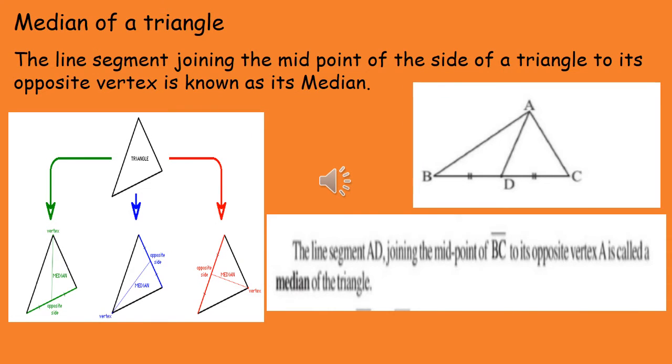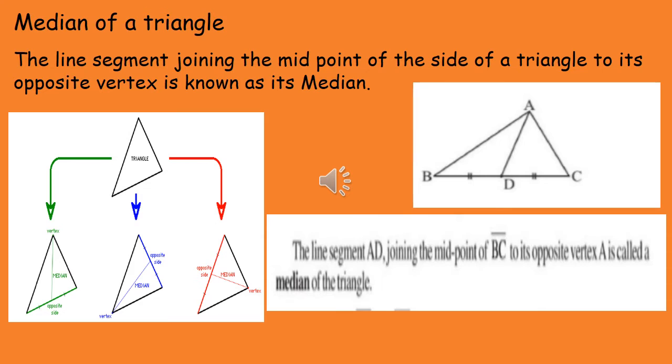Now what is median of a triangle? The line segment joining the midpoint of the side of a triangle to its opposite vertex is known as median. In the given triangle ABC, the midpoint of the side BC is D and the vertex opposite to side BC is A. So when we are joining the opposite vertex and the midpoint, we are getting a line segment AD.